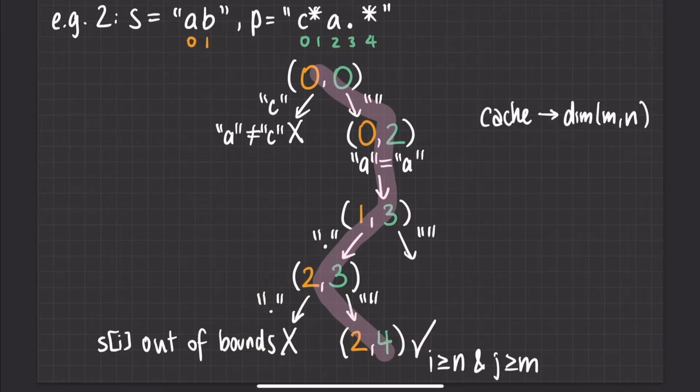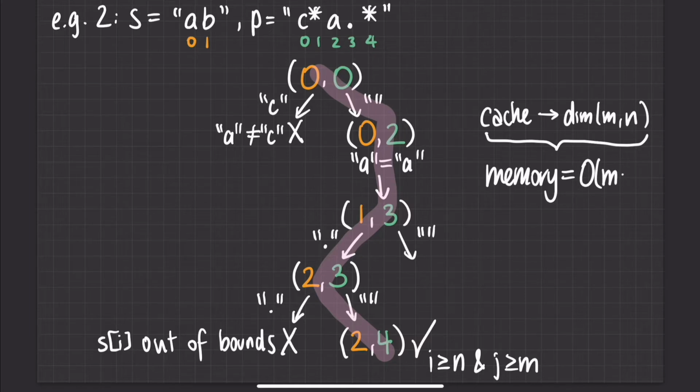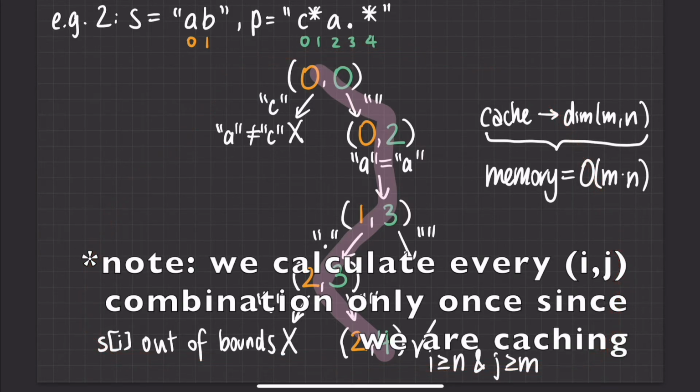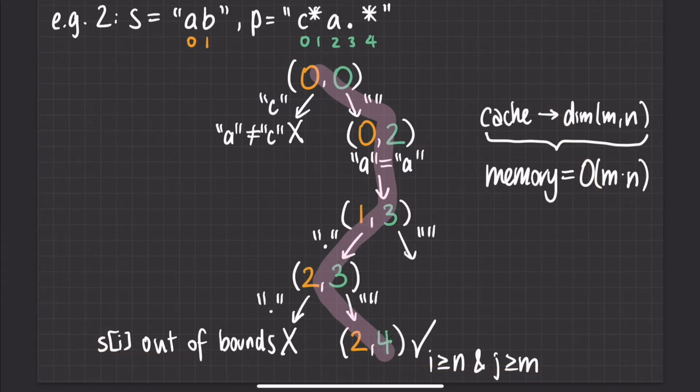Therefore, our memory complexity is going to equal O of m times n. And what's our time complexity then? Well, at worst case, we're going to have to travel through every single one of the possible i and j's, and that's going to be m times n of them. So the time is going to be O of m times n, and that is going to be our time complexity and solution.